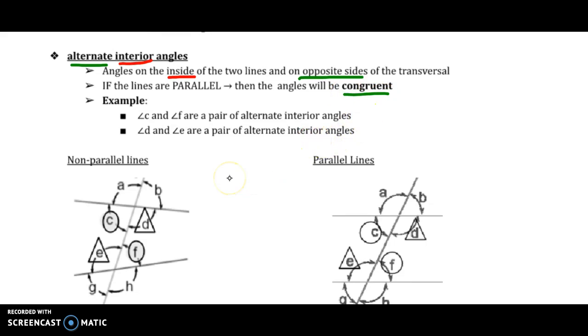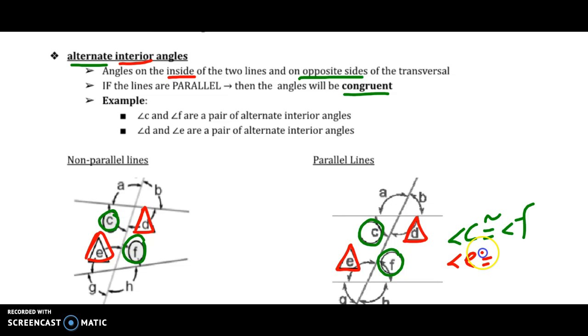But again, alternate interior angles just designates where they are within these diagrams. So in the non-parallel lines, C and F are alternate interior angles. E and D are alternate interior angles. So they are in the same position regardless of whether the lines are parallel or not. However, if the lines are parallel, we know that angle C will be congruent to angle F, and that angle E will be congruent to angle D. We do not know that information if the lines are not parallel.